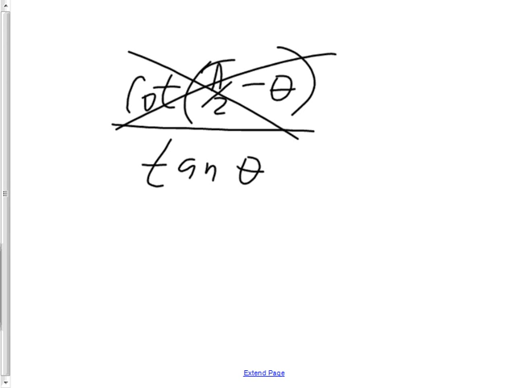1. So it's not like you're going to be figuring out angles with this. You're going to be using it to cancel other stuff. Because this got replaced with tangent of theta, and then tangent of theta over tangent of theta equals 1. I'll give you another one like that. See if you can handle this one.